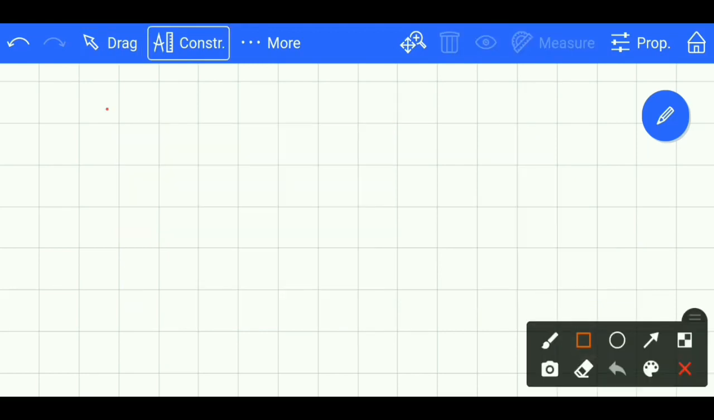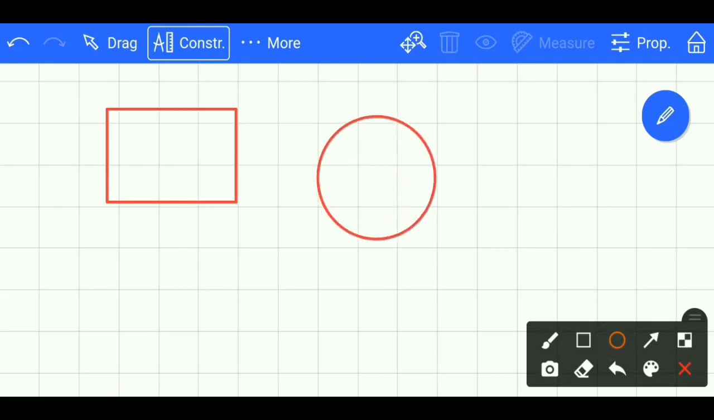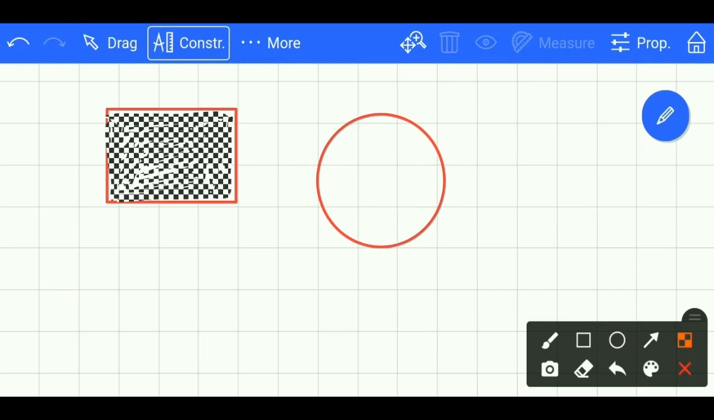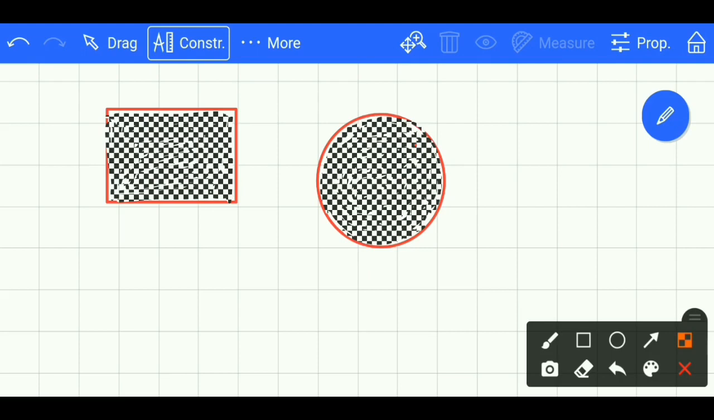To understand the concept of area, here is a rectangle and this is a circle. The shaded portion is the area of this rectangle. Similarly, the surface enclosed by a circle is called its area. The dotted area inside the rectangle is called the area of the rectangle, and the dotted area inside the circle is called the area of the circle. It means area is the measurement of the surface enclosed by a figure.